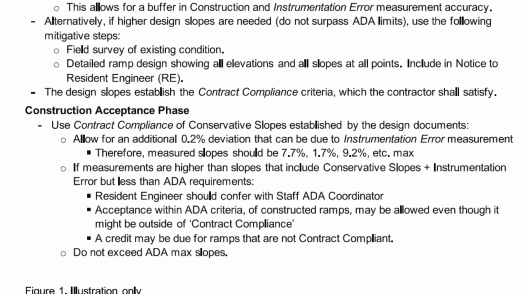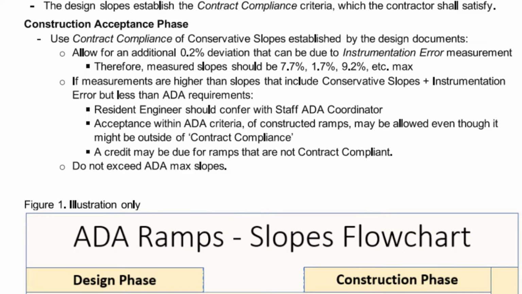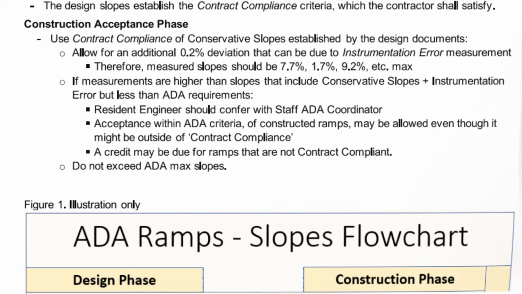After placement, the acceptable construction phase for these grades has an additional allowance of 0.2% deviation that can be due to instrumentation error in measurement. Therefore, measured slope should be a maximum after construction of 7.7%, 1.7%, and 9.2%. If measurements are higher than slopes that include conservative slope plus instrumentation error, but less than the maximum as-build requirements, the resident engineer should confer with Americans with Disabilities Act Coordinator staff. Acceptance criteria for constructed ramps may be allowed even though it might be outside of the contract compliance if it does not exceed max as-build slopes.